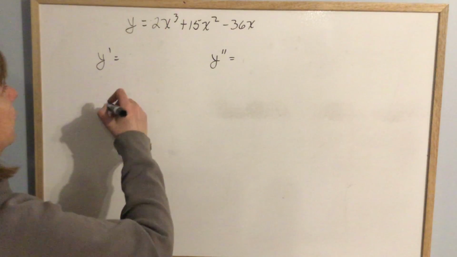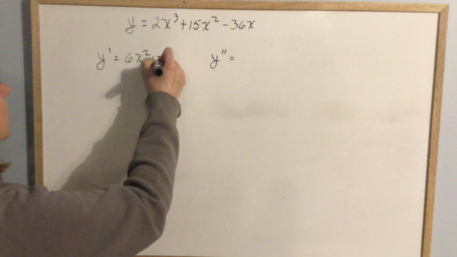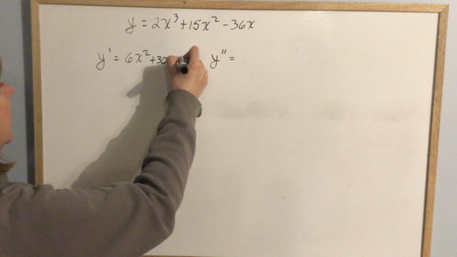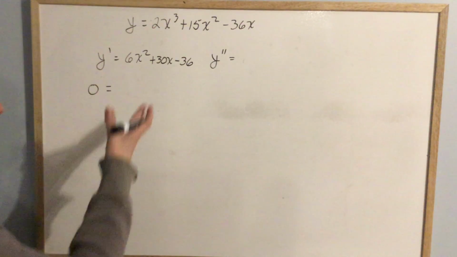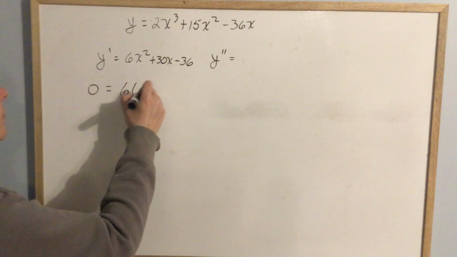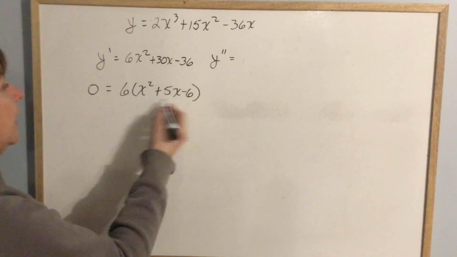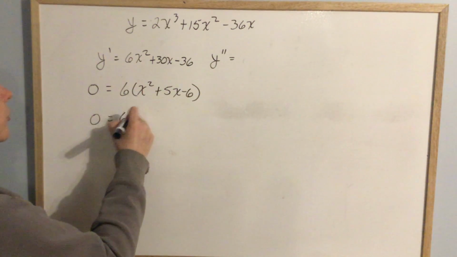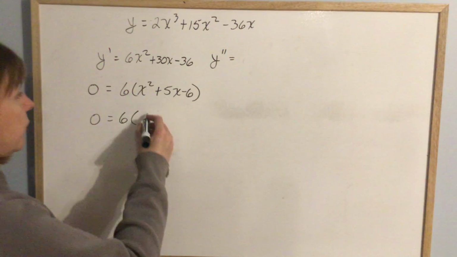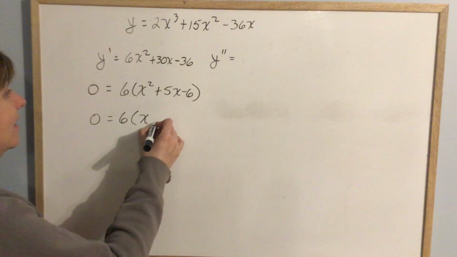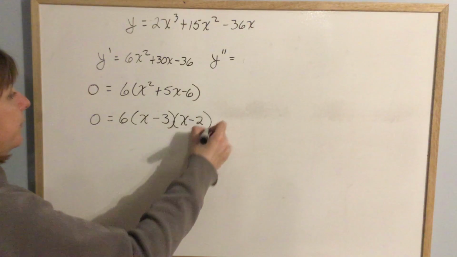So first derivative would be 6x squared plus 30x minus 36. I'm going to make that equal to 0. Now myself, I would see that 6 is a common factor. I would take it out so that hopefully I can factor this. If you struggle with factoring, do the quadratic equation. I don't care which. For me, factoring takes a significantly lesser amount of time.